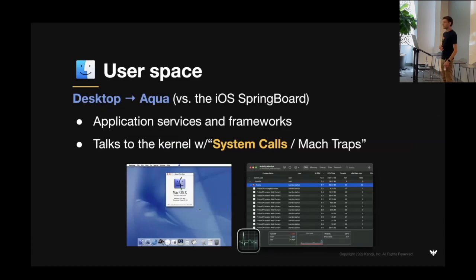So in macOS, the desktop environment is known as Aqua. Steve Jobs famously said you can lick it. This is different than the iOS Springboard, and it handles your application services and frameworks. And it talks to the kernel largely through system calls and Mach traps, but system calls is what we're going to focus on today a little bit.